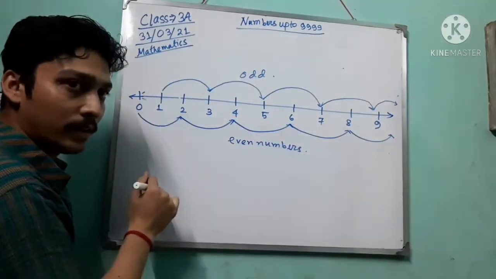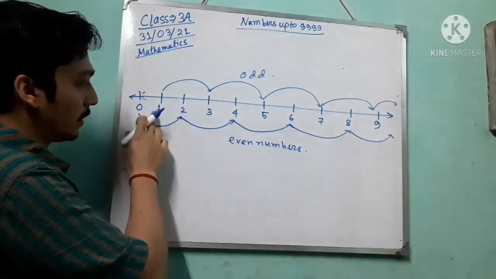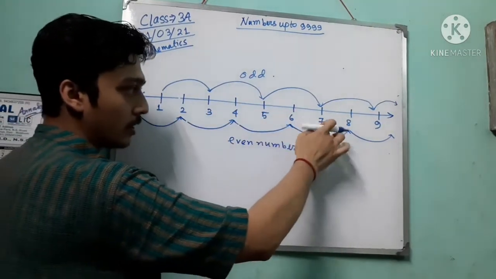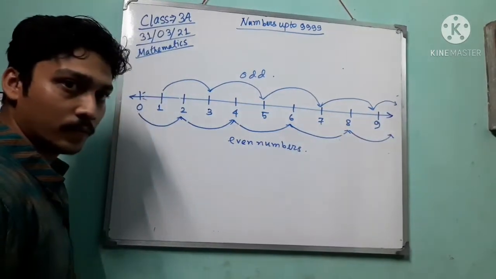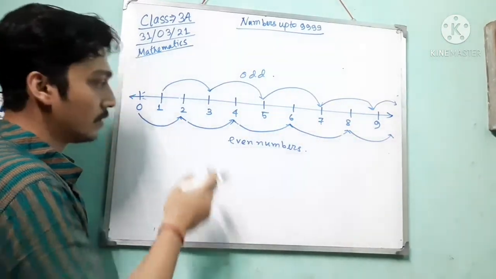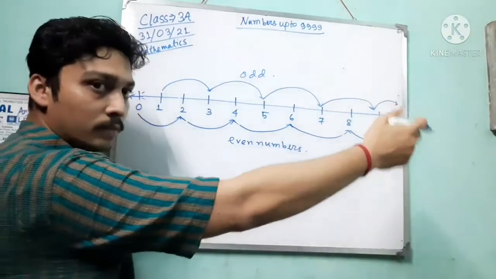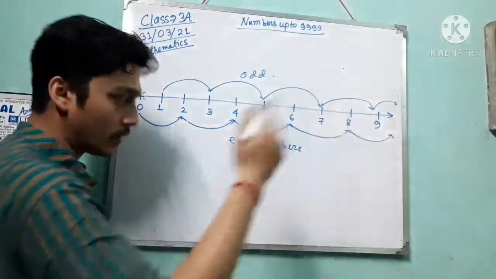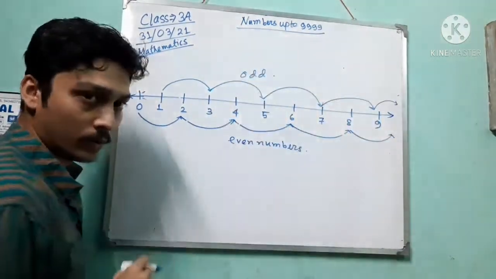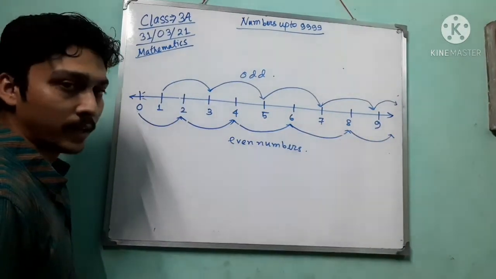And look very carefully. You see, in the number line, the numbers are arranged first odd, then even, odd, even, odd, even, situated in this manner. Clear? So they are even numbers, that is 2, 4, 6, 8, 10, 12, 14, 16, 18, and so on. And 1, 3, 5, 7, 9, 11, 13, 15, 17, and so on, they are all odd numbers. You can see it by the number line.